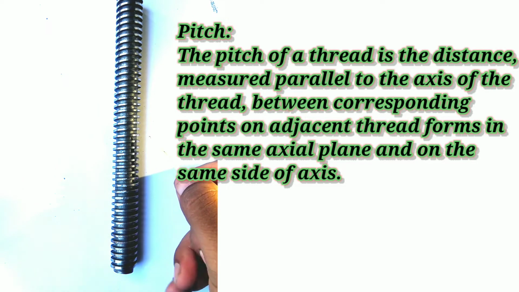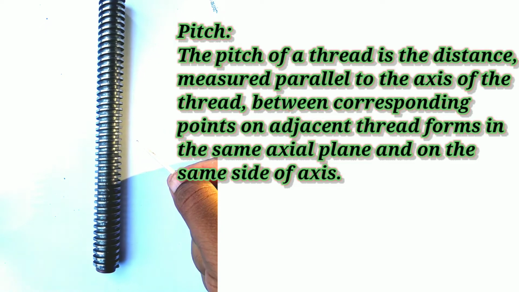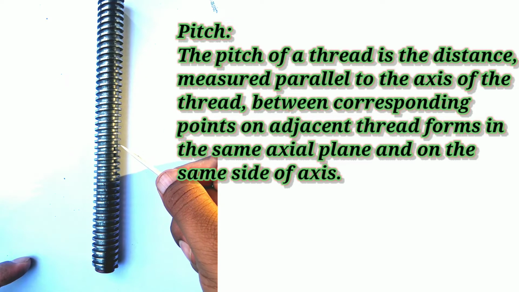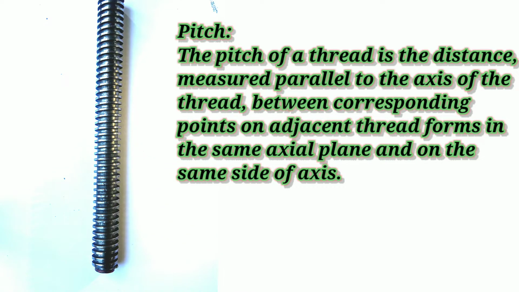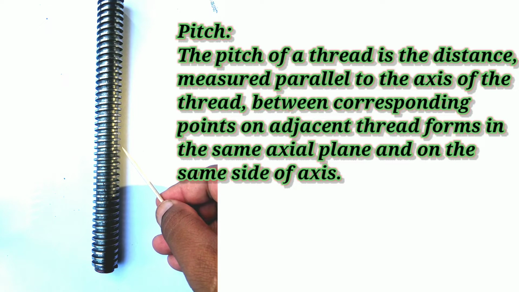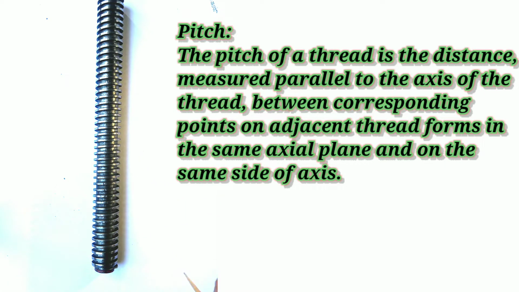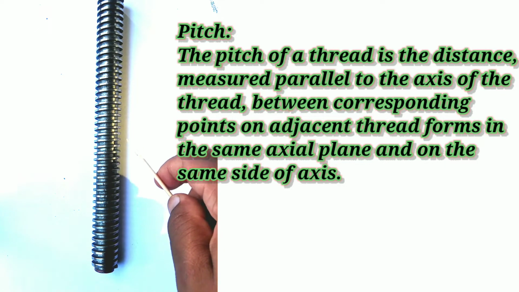That means if I take the pitch reading from this point to this point, the same point should be taken. So it is the linear distance between two successive threads, if you take the same point from the same axis. So what is pitch in one line? The pitch of the thread is the distance measured parallel to the axis of the thread between corresponding points on adjacent thread forms in the same axial plane on the same side of the axis.